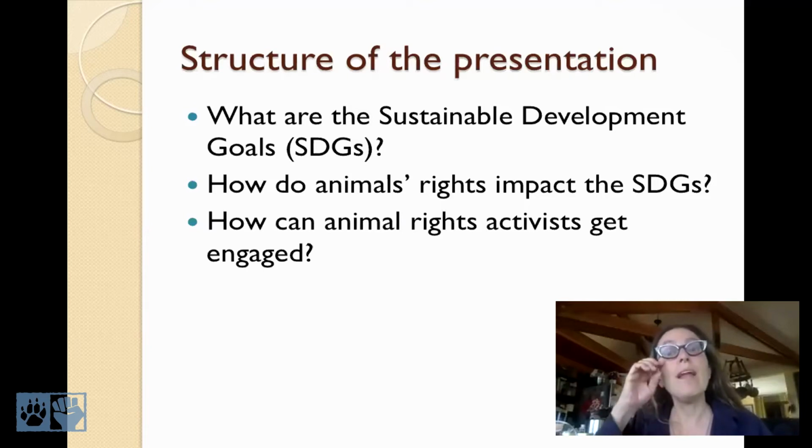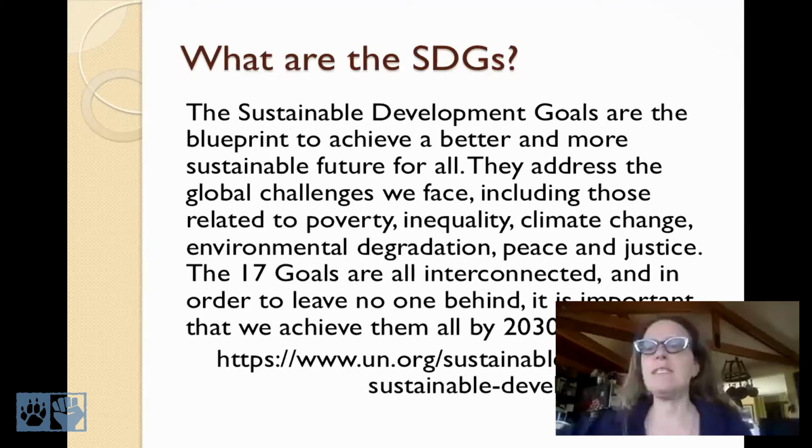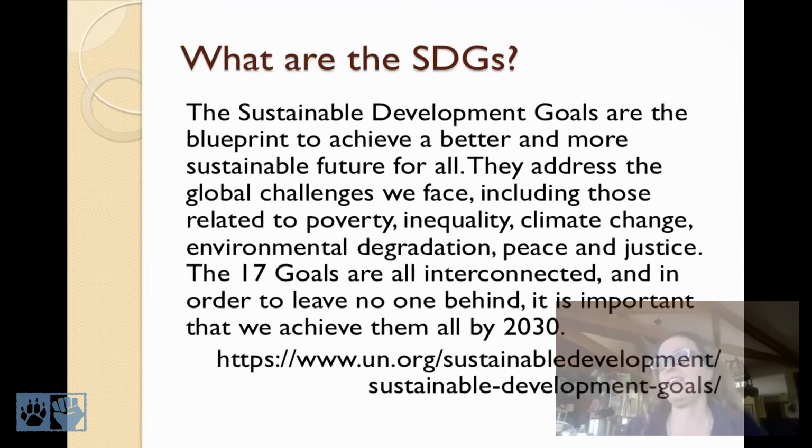So what are the Sustainable Development Goals? This is from the UN website, so I'm just going to read it. There are 17 Sustainable Development Goals. The Sustainable Development Goals are the blueprint to achieve a better and more sustainable future for all. They address the global challenges that we face, including those related to poverty, inequality, climate change, environmental degradation, peace, and justice. There are 17 goals, and they're all interconnected, which you'll see when we discuss them. And in order to leave no one behind, it's important we achieve them all by 2030. So this is the goal, the UN goal.